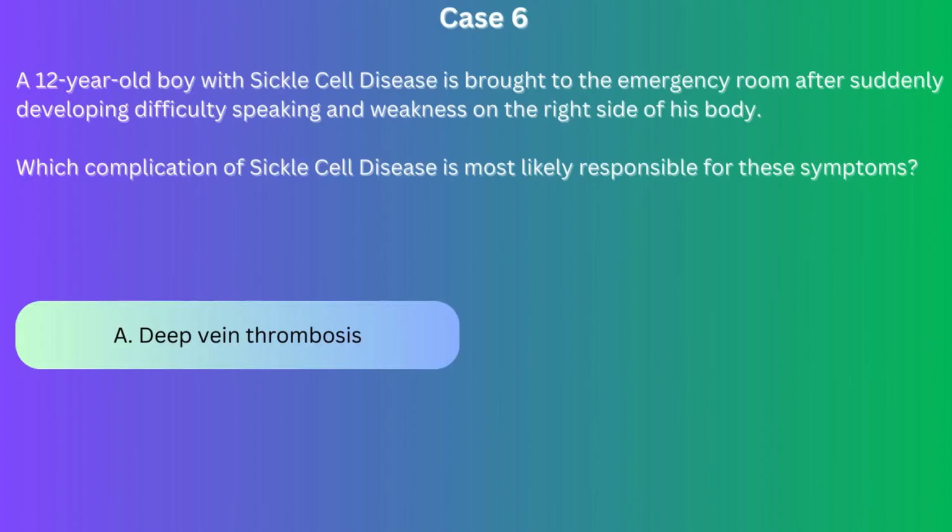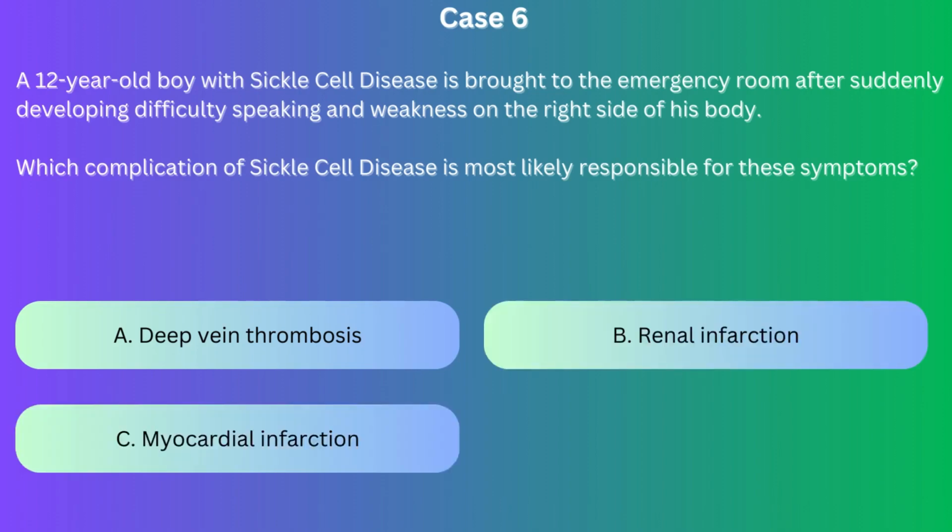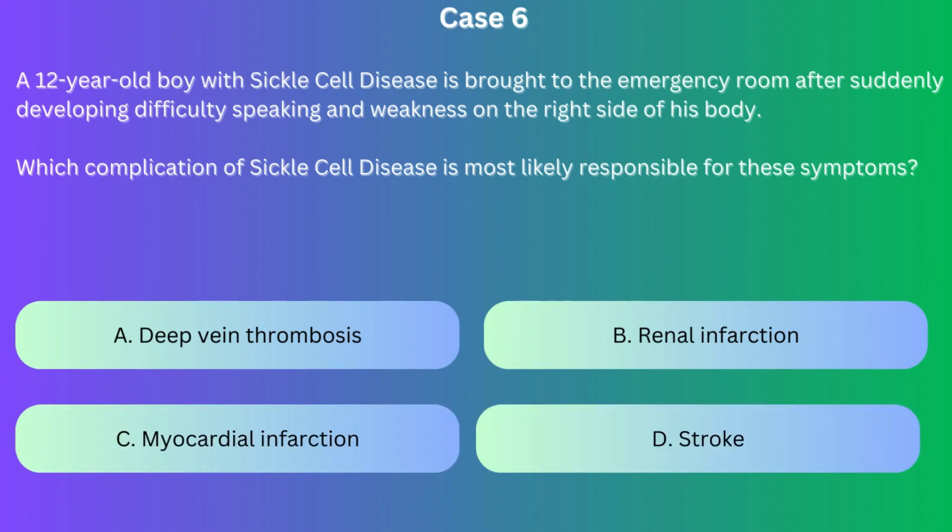A. Deep vein thrombosis. B. Renal infarction. C. Myocardial infarction. D. Stroke. Correct answer D.